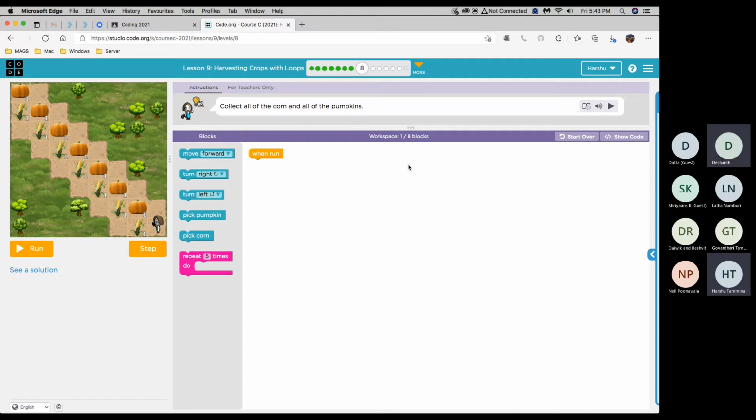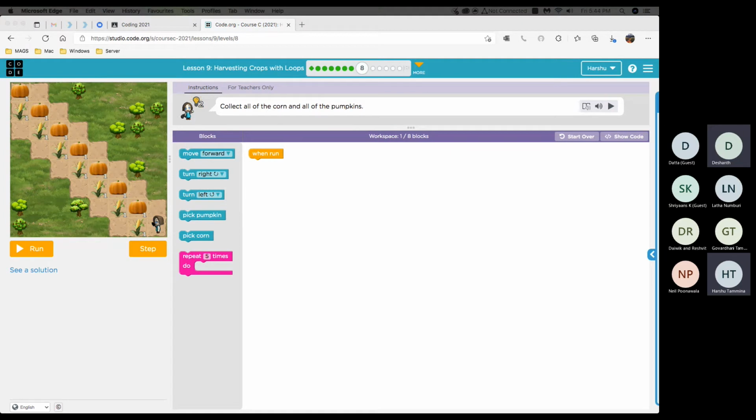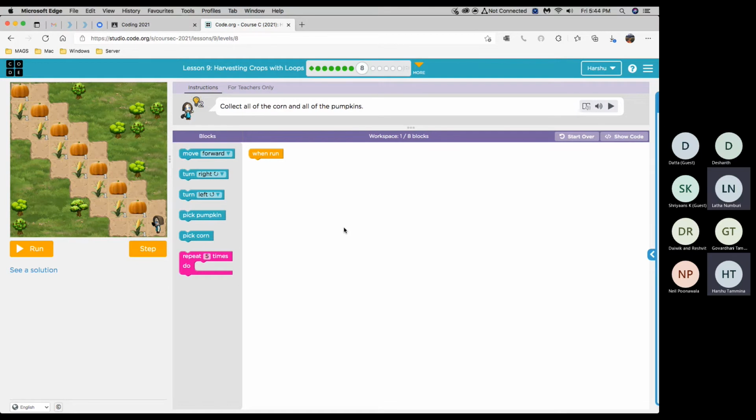Collect all of the corn and all of the pumpkins. Who wants to have a turn? Vihan, do you want to have a turn? No, thanks. Okay. Divek, do you want to have a turn? No, thanks. Shreyans, do you want to have a turn?